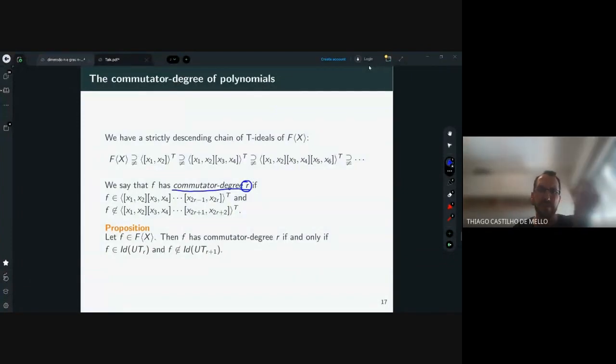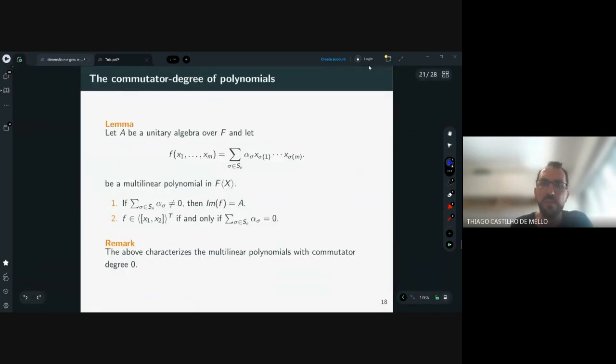Okay, since we know that this is the set of identities of UT_r, and this is the set of identities of UT_{r+1}, this is the same as saying that f has commutator degree r if and only if it's an identity of UT_r and is not an identity for UT_{r+1}. The idea here to prove our result is to first give a characterization of multilinear polynomials which have commutator degree r in terms of its coefficients, and with that show that the image is a vector space.